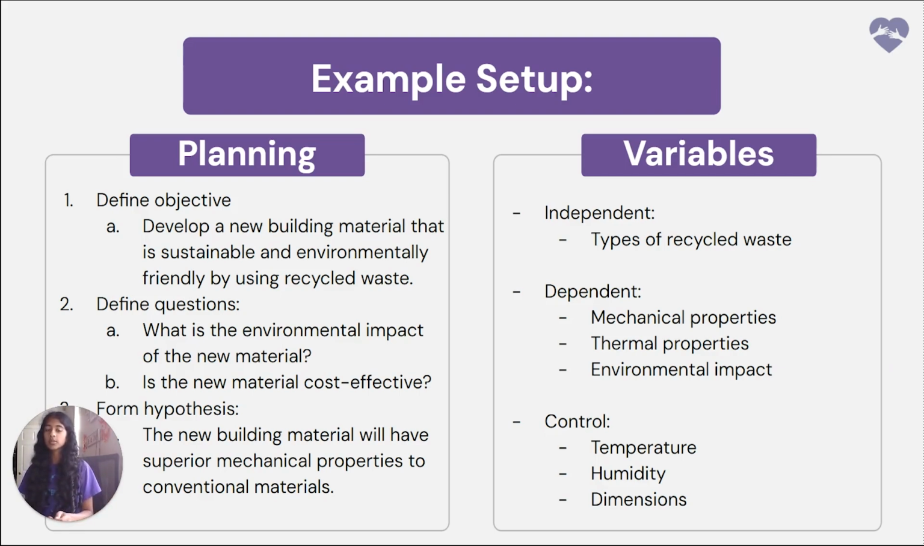And then the control variables would be variables that may change the impact this has on the dependent variables, such as temperature, humidity, dimensions of the material samples. And by keeping this constant, we can ensure that any changes in the dependent variable are due to the type of recycled waste and not other factors.